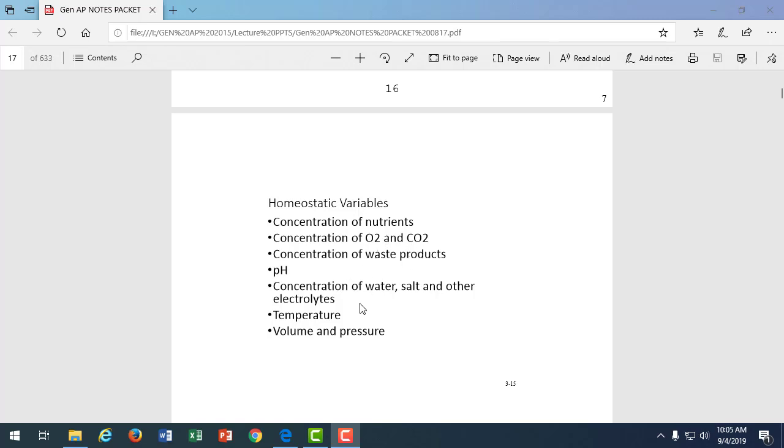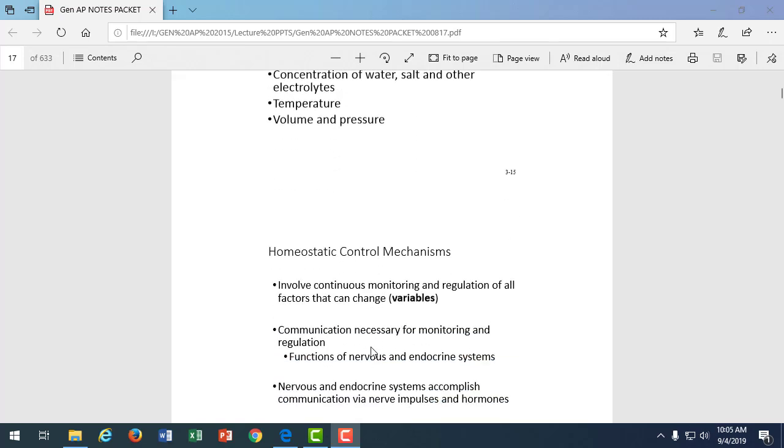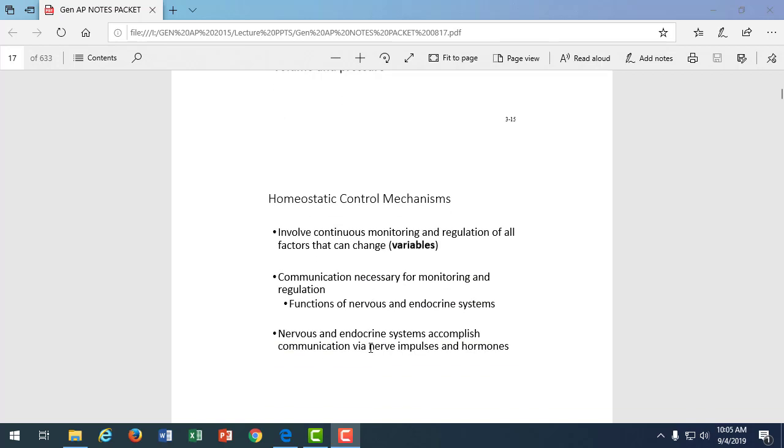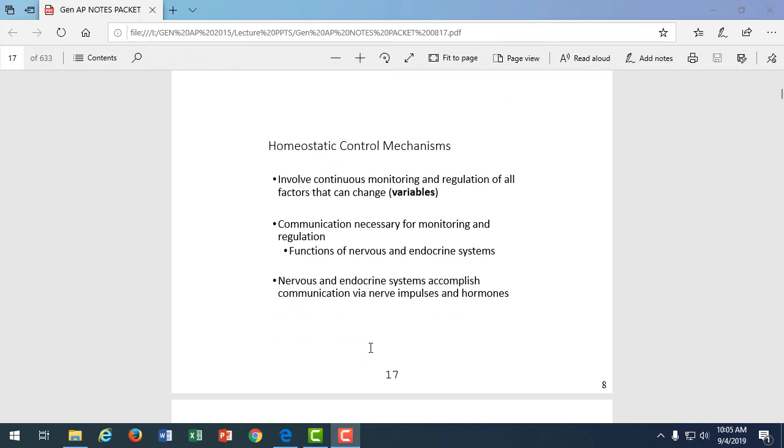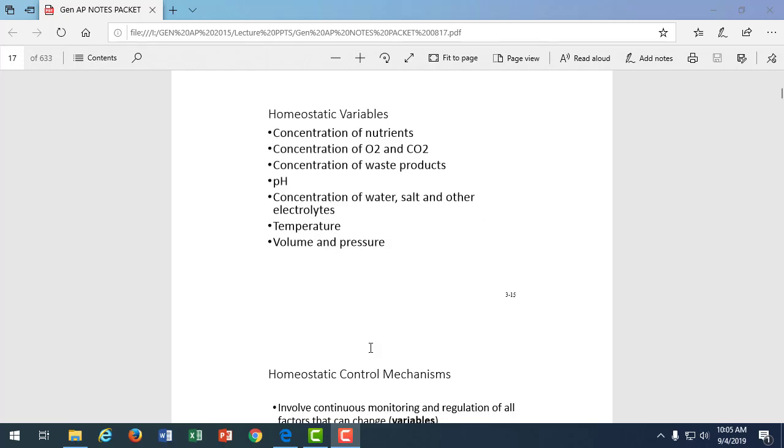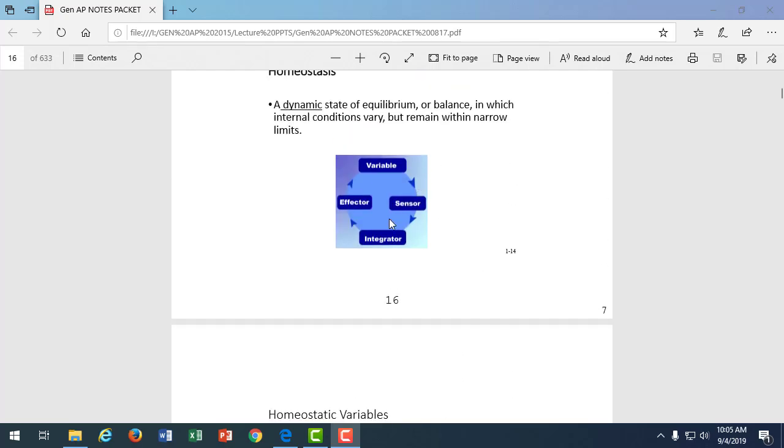We have some waste products that we're going to talk about, sodium, potassium levels, your temperature, volume of fluid and blood pressure. All those things are variables. And then you have a control mechanism that works to adjust those variables. So looking back at this here, we have sensors. And their job is just to detect a change in the variable and send it to the boss, which is the integrator, to change it if necessary.